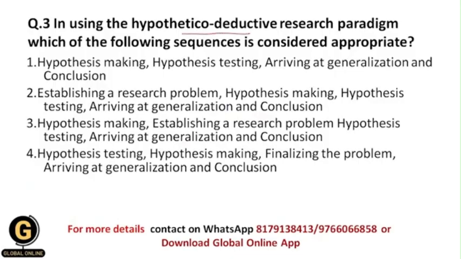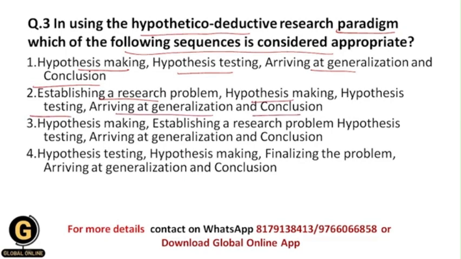In using the hypothetical deductive research paradigm, which of the following sequences is considered appropriate? Okay, so whenever you are using the hypothetical deductive research approach, you need to go through simple steps, okay? Those are the research steps. So what are the sequences of these research steps? First is hypothesis making, hypothesis testing, arriving at generalization and conclusion, establishing a research problem, hypothesis making, hypothesis testing, arriving at generalization and conclusion, hypothesis making, establishing a research problem, then hypothesis testing, then arriving at generalization and conclusion. Hypothesis testing, hypothesis making, finalizing the problem, arriving at generalization and conclusion, okay?